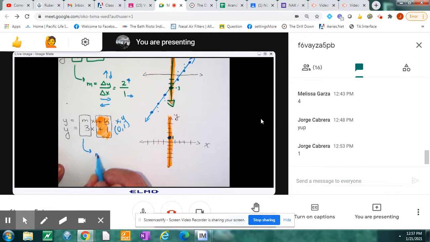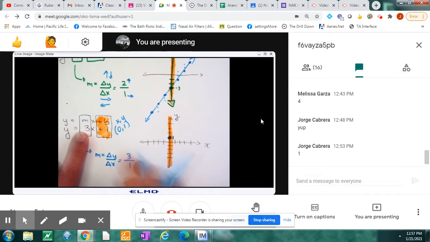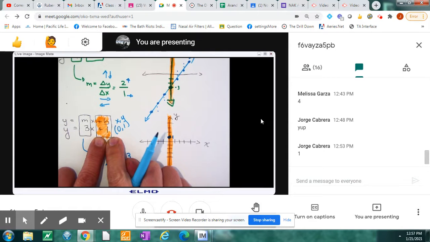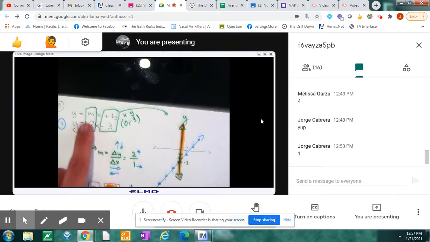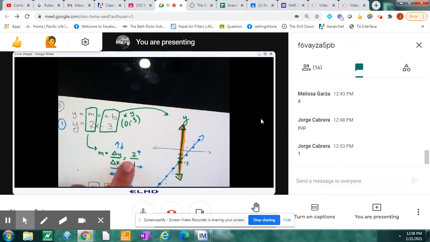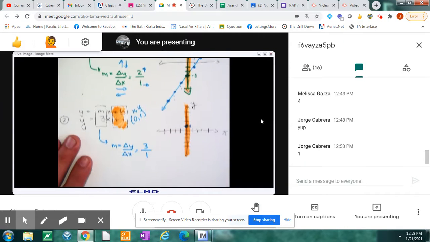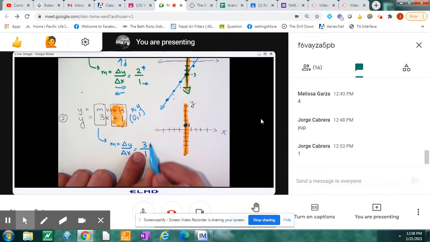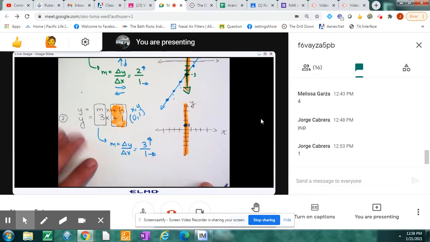Okay? So now your m. Your m is your change in y over the change of x, which is 3 over what? 1. Not this one, because you already used it. You can't use it twice. See, it's not 2 over 3. It's 2 over 1. Okay? So here, the 3 is going to go up and then to the right because it's positive.